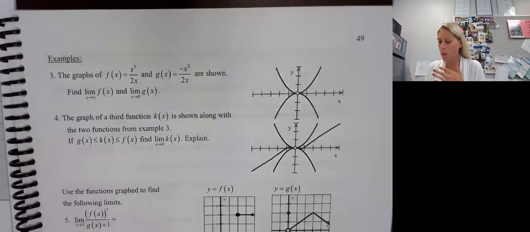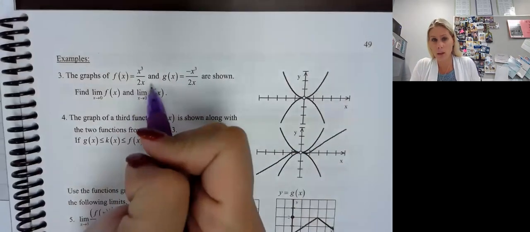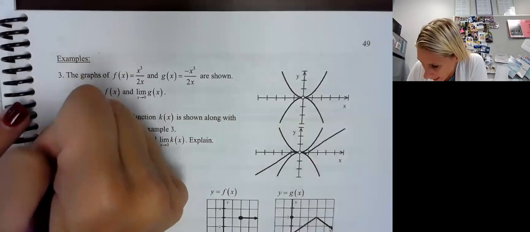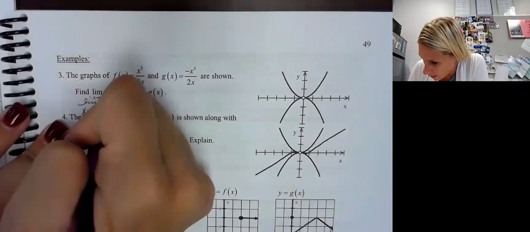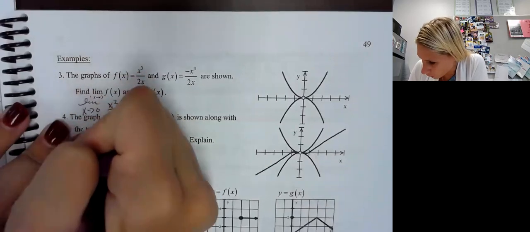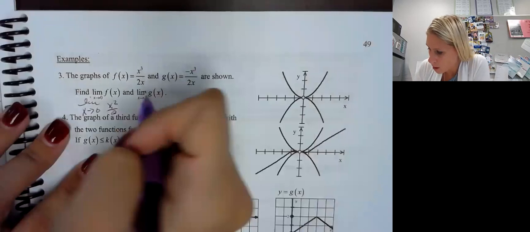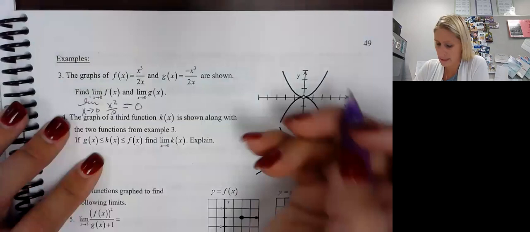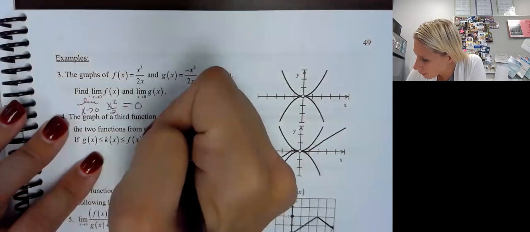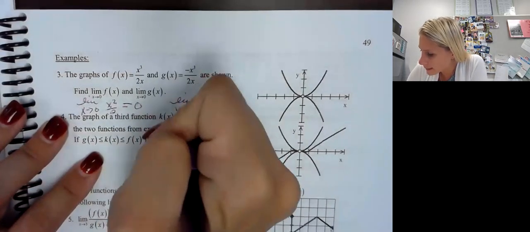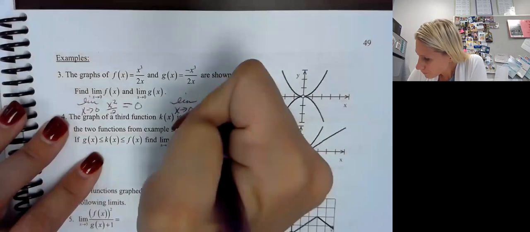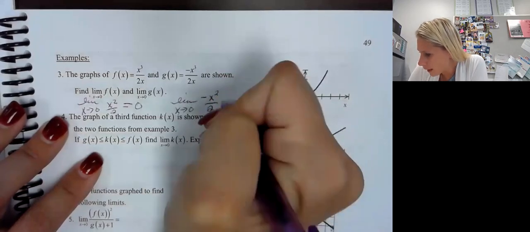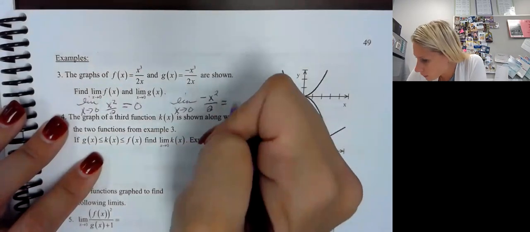Okay, well, we want to remember that we need to simplify because otherwise we'd get 0 over 0. So I have the limit as x approaches 0 of x squared over 2, right? Because that reduced. Well, when I plug in 0, I get 0 for f of x. Now for g of x, if I plug that in, I get the limit as x approaches 0 of negative x squared over 2. And what do I know? When I plug 0 in, I also get 0.